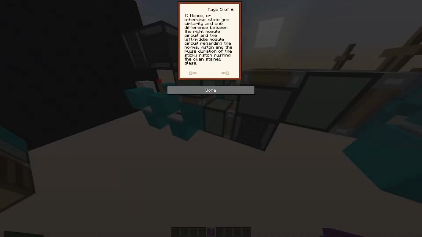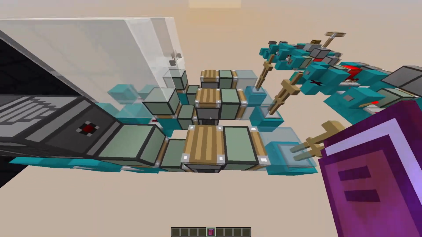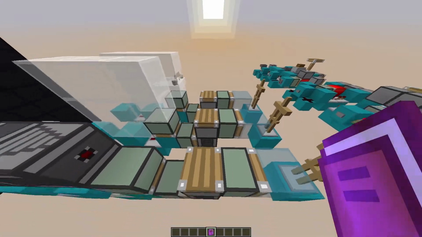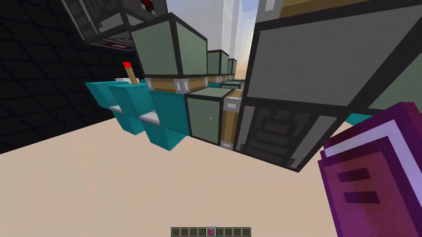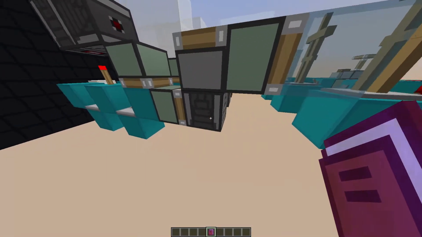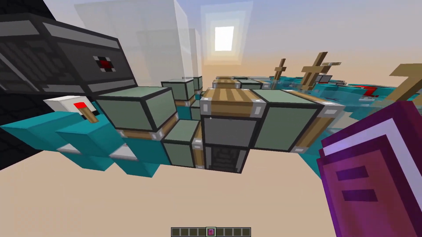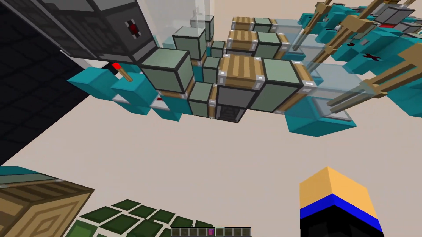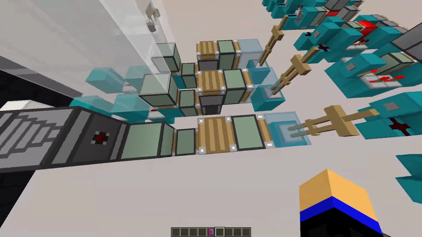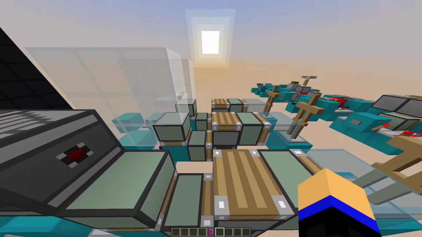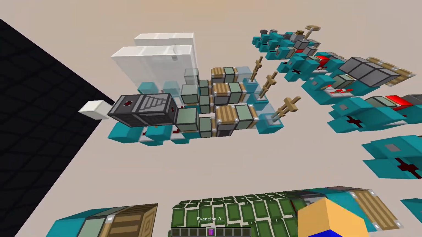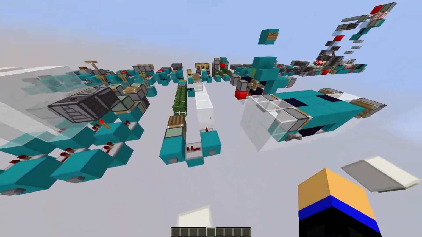And then finally, state one similarity and one difference between the right module circuit and the left or middle module circuit. Regarding the normal piston, this one, this one, this one, and the pulse duration of the sticky piston pushing the observer. So you have to find one similarity and one difference between these normal pistons and these sticky pistons. So yeah, that is basically exercise 2.1.